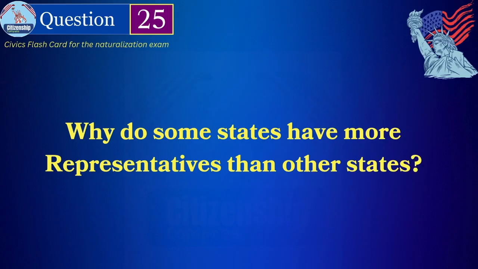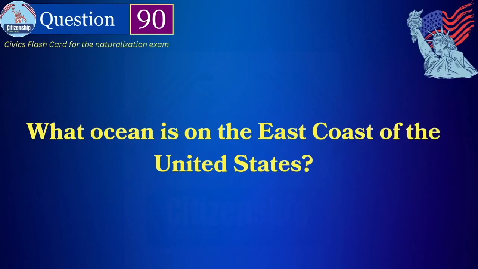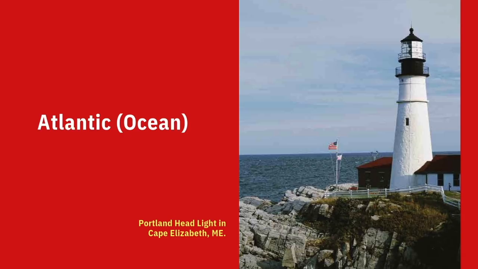Why do some states have more representatives than other states? Because of the state's population. What ocean is on the east coast of the United States? Atlantic Ocean.